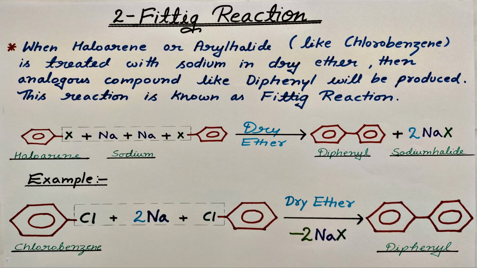Now taking example of chlorobenzene, we are going to take 2 moles of this and going to react this with 2 moles of sodium in the presence of dry ether. After removal of 2 moles of NaX, diphenyl will be formed.